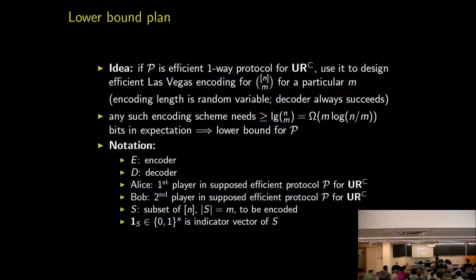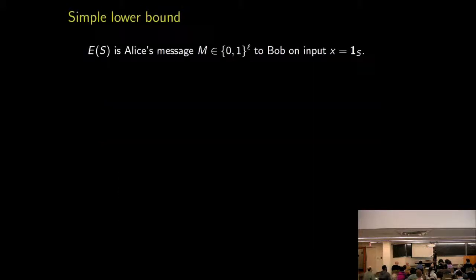Okay, good. So notation, in my last 3 minutes, let's say E is the encoder, D is the decoder. Alice is the first player in this protocol P, that is this black box protocol you gave me, and Bob is the second player. And S is a subset of size m that's to be encoded. Okay? So how does the encoding and decoding work? The encoding of S will simply be to call Alice on the input, which is the indicator of S.